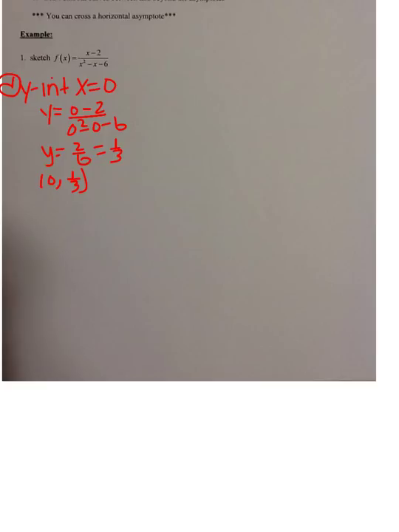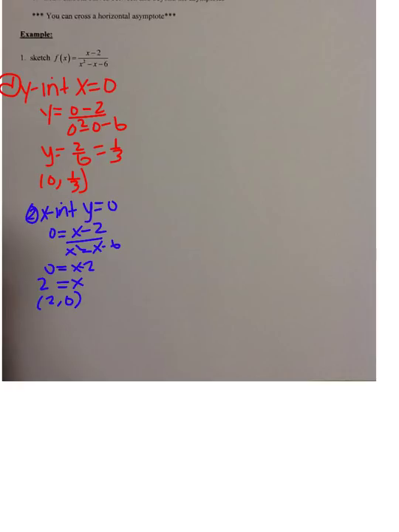Okay, the next thing I'm going to find is my x-intercept. Remember, that's when y is equal to 0. So I have 0 equals x minus 2 over x squared minus x minus 6. Put 0 over 1 and cross multiply, so I get 0 equals x minus 2. Add 2, x is equal to 2. So my x-intercept is (2, 0).